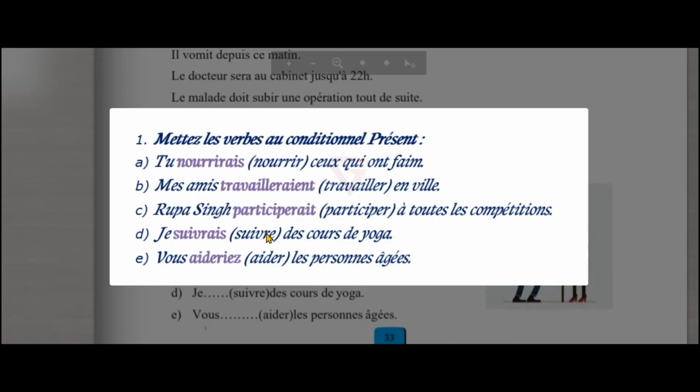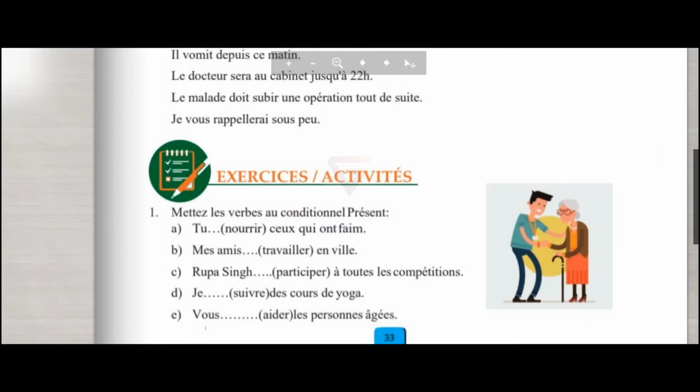And here, as I told, it's a RE verb. So you cut the E and add the ending AIS for je. And similarly, it's an ER verb here. So directly we're adding the ending for vous, which is IEZ. So once again, for ER and IR verbs, we are directly adding the imperfect endings. For RE verbs, we just cut the E and add the ending. All right. So let's go on to the next exercise.